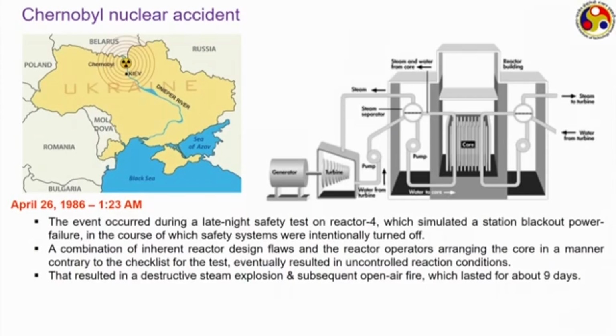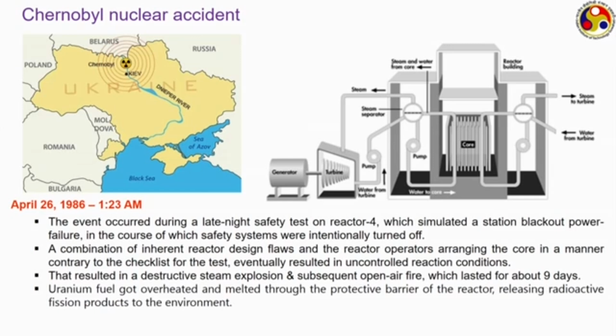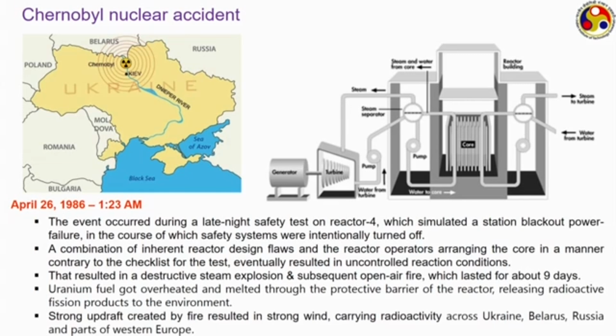As the reaction went uncontrolled, it resulted in a destructive steam explosion and subsequent open air fire, and that fire lasted for about 9 days. Uranium fuel got overheated and melted through the protective barrier of the reactor, releasing radioactive fission products to the environment, and the fire was so strong that it created a very strong updraft, thereby creating high velocity movement of air around the plant.